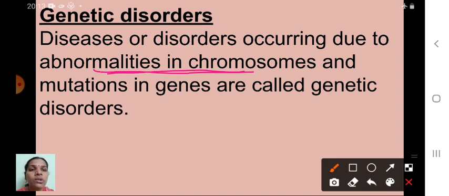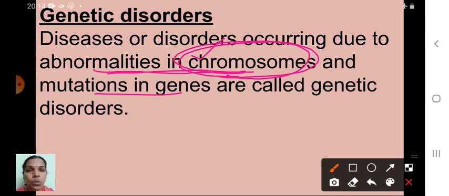Okay, so there are two reasons. The first one is abnormalities in chromosomes and the second is mutations in genes. Children, see here, abnormalities in chromosomes means the chromosomes present inside the nucleus. Can you say where is the nucleus? Very good, the nucleus is present inside the cell. Then where is the cell? Yes, our body is made up of cells. So if any abnormality is there in the shape or length or number of chromosomes, then diseases, that means genetic disorders, will occur.